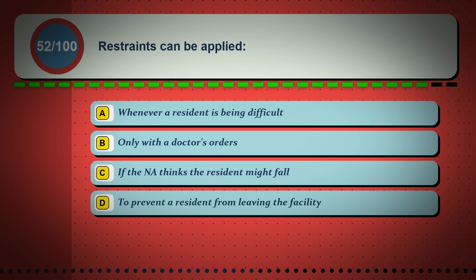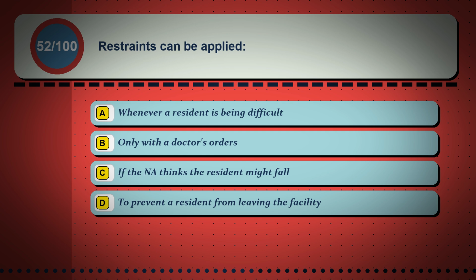Question 52. Restraints can be applied. Option A, whenever a resident is being difficult. Option B, only with a doctor's orders. Option C, if the NA thinks the resident might fall. Option D, to prevent a resident from leaving the facility.